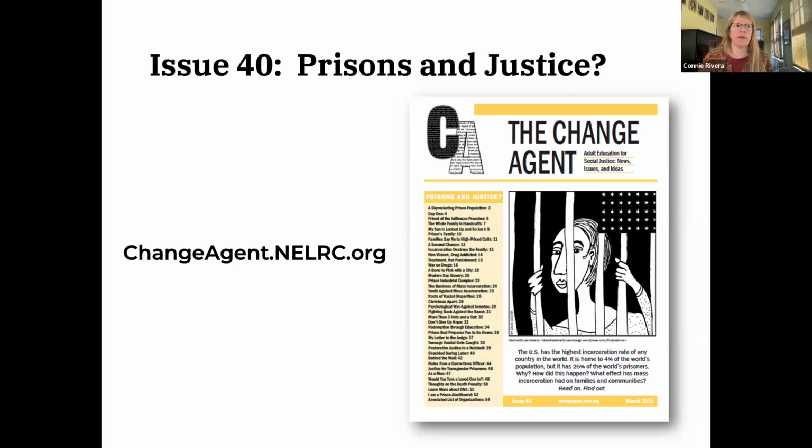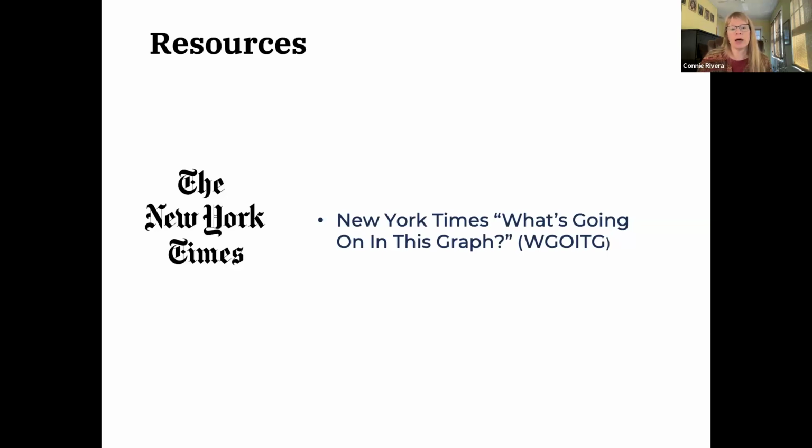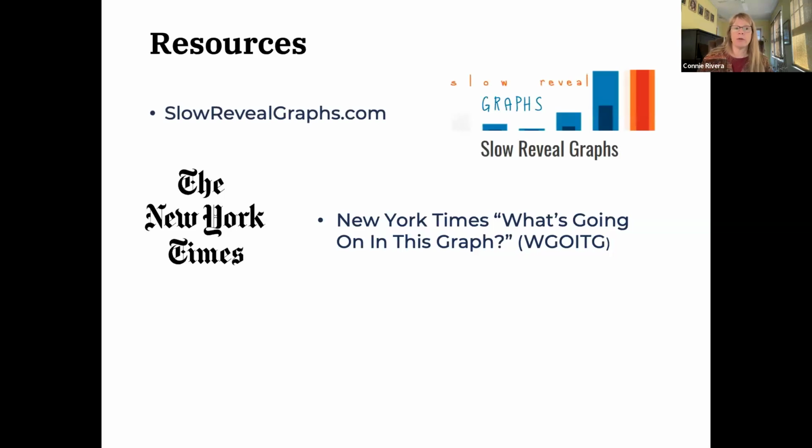Thank you, Lindsay. There's a link right there to the prison literacy issue. So there's going to be a folder of resources. This is a link to that folder. I'm going to just share with you what's in there. This is an example storyboard where you can write some sketches and notes after you find a graph that you're interested in using with your students. Also in that folder is a link about the New York Times series that's called What's Going On in This Graph. There is a website called slowrevealgraphs.com where you can search by graph type, and you can also put in some keywords about content that you're interested in including.